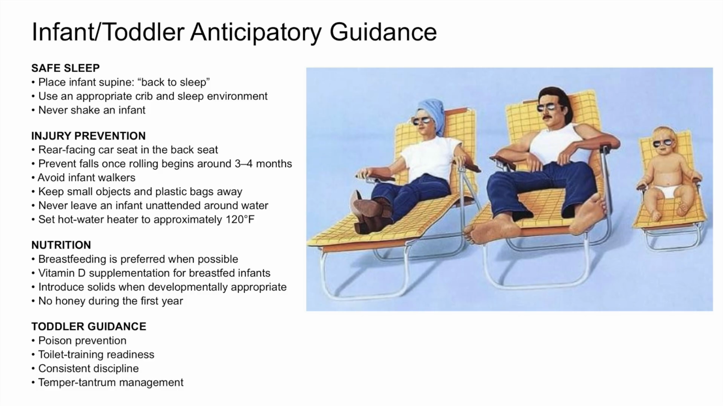Anticipatory guidance tries to prevent injuries before a child reaches the developmental stage that creates the risk. Safe sleep begins with placing an infant supine for every sleep on a firm, flat surface with no pillows, blankets, bumpers, or stuffed objects. Room sharing is recommended, but the infant should have a separate sleep surface. Car seats should remain rear-facing in the back seat until the child reaches the manufacturer's height or weight limit.